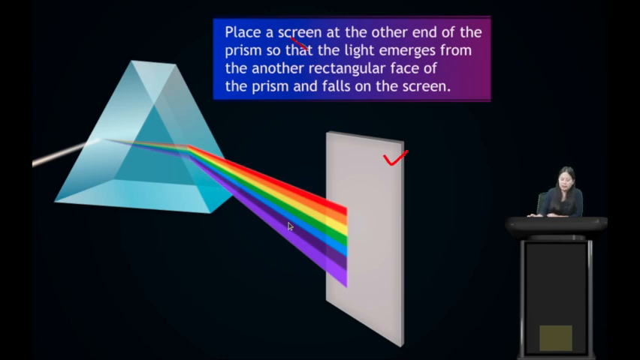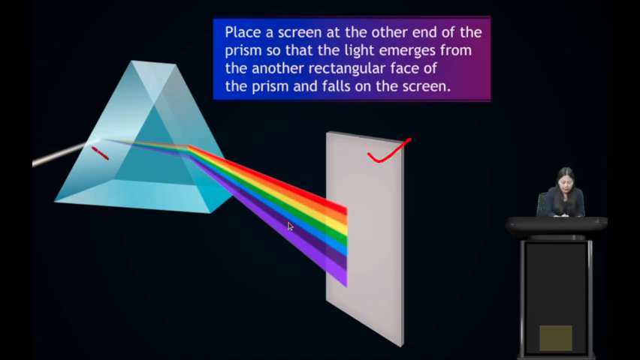Okay, place a screen at the other end of the prism so that the light emerges from the other rectangular face of the prism and falls on the screen. So from the mirror the light falls on this rectangular face of the prism. It passes through the prism, and the light emerges out from the other rectangular face on this screen. So here we see different colors. Yes, students, we see different colors here.